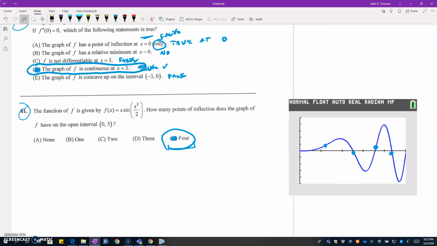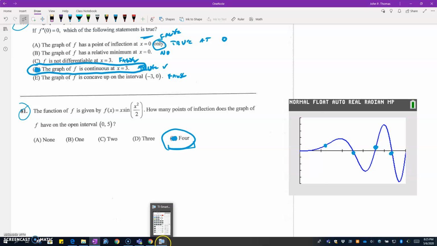Again, honestly, with this graph, as long as we had a decent view window, getting the inflection points this way wouldn't have been an issue. Now, on the AP exam, since it's free response, it would be a question where you'd have to show the second derivative equal to 0 in a sign test. And that would be how you'd verify that it was inflection points.